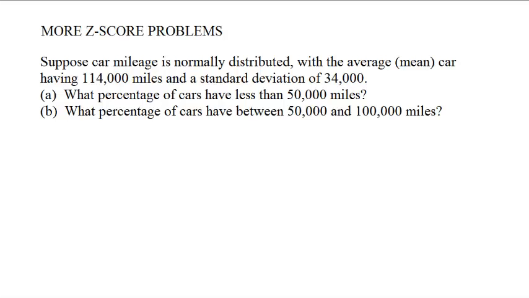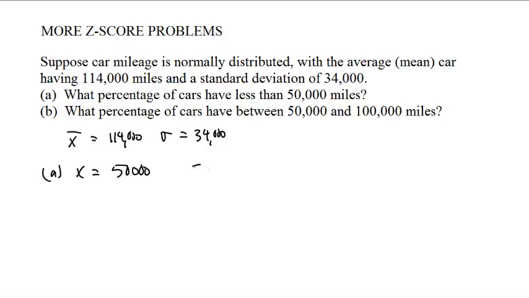It sort of forms a bell curve if you made a histogram of all the car mileages of all the cars in the world. And the average, the mean car, let's say, had 114,000 miles on it, and let's say the standard deviation is 34,000. Then what we've got here is x bar is 114,000, and sigma is 34,000. Okay, what percentage of cars have less than 50,000 miles? Now we're talking about a data point of 50,000.